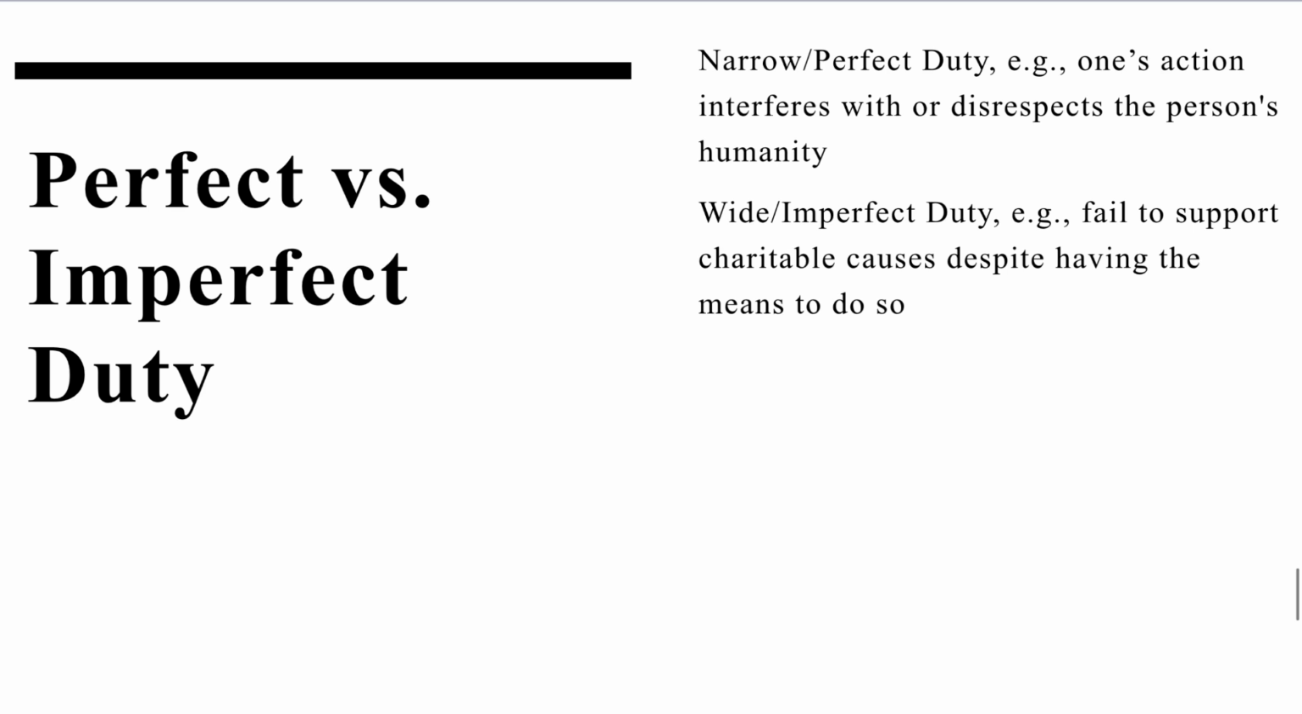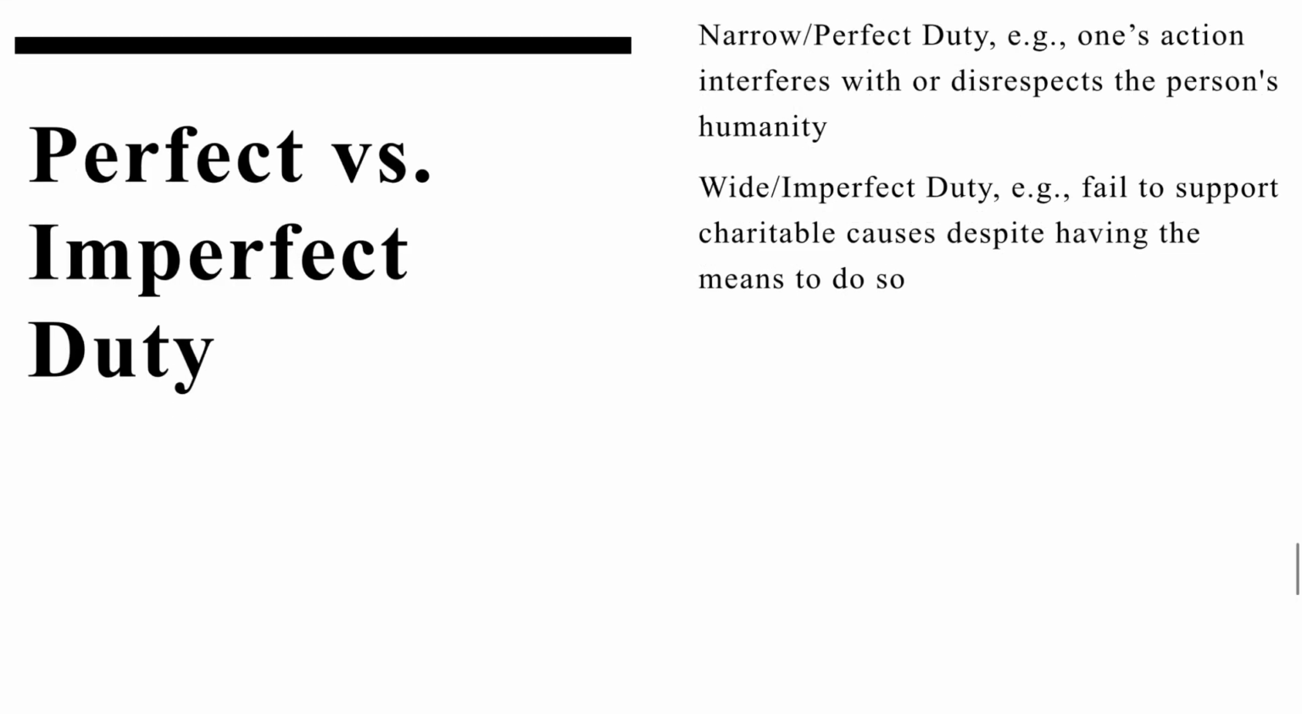An example for perfect duty would go like this. Imagine a scenario where someone needs assistance and you can help, but choose not to. If your inaction interferes with or disrespects the person's humanity, violating a narrow or perfect duty, that is morally wrong. An imperfect duty example might be this: consider a situation where you consistently fail to support charitable causes despite having the means to do so. In this case, your inaction violates an imperfect duty of positively promoting or respecting humanity. Now you may realize that the imperfect duty is very hard to fulfill, because there might be a lot of things we overlook, ignore, or are just unaware of.